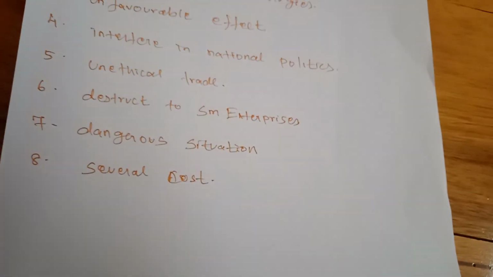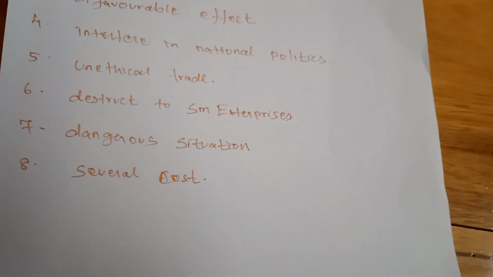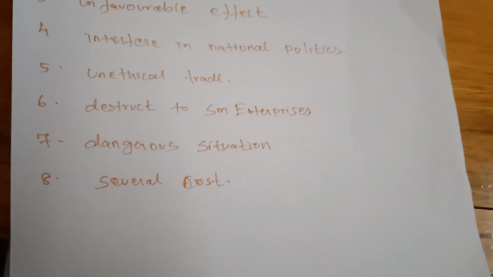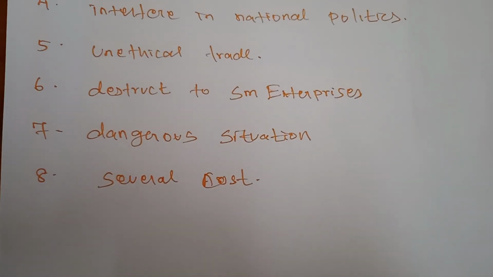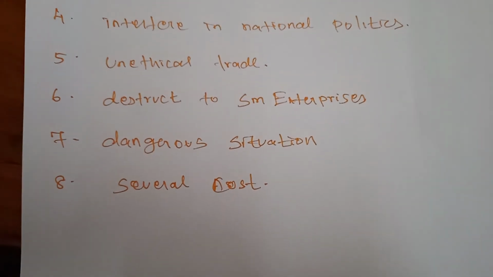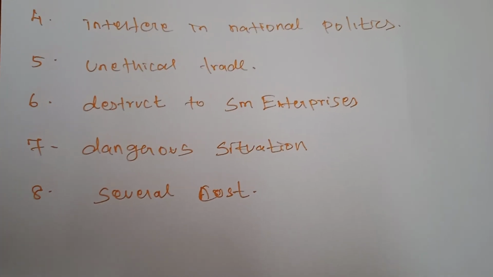Next, dangerous situations. Sometimes foreign investment can result in the dangerous situation of minimizing or eliminating competition and the creation of monopolies or oligopolistic structures. If you are allowing foreign direct investment, it can create dangerous situations by way of eliminating or minimizing competition through monopolist or oligopolist structures.